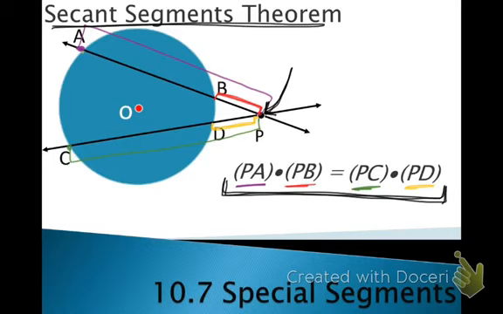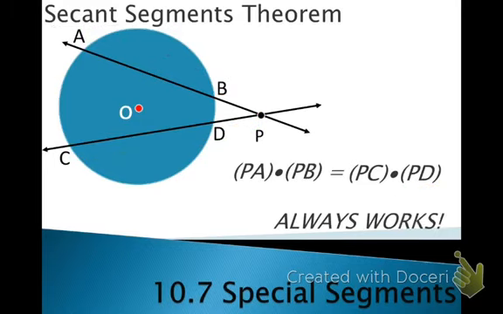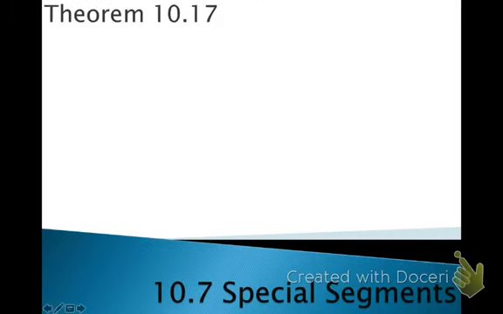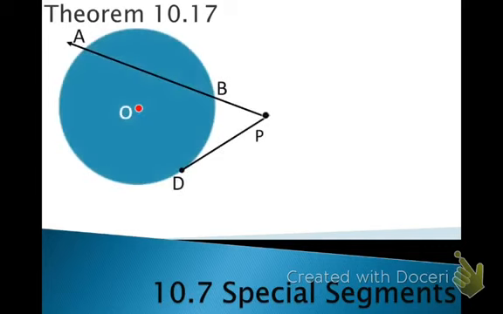Rule number 3. Rule number 3 doesn't have a fancy name. We just call it in our book Theorem 10.17. You could find various different names for it. You won't really need to know the name. You just need to know how it works. In this situation, we have a secant line and we have a tangent line. So if I were to name this, I'd call it something like the secant tangent theorem. Okay, so we have a secant line and we have a tangent line.